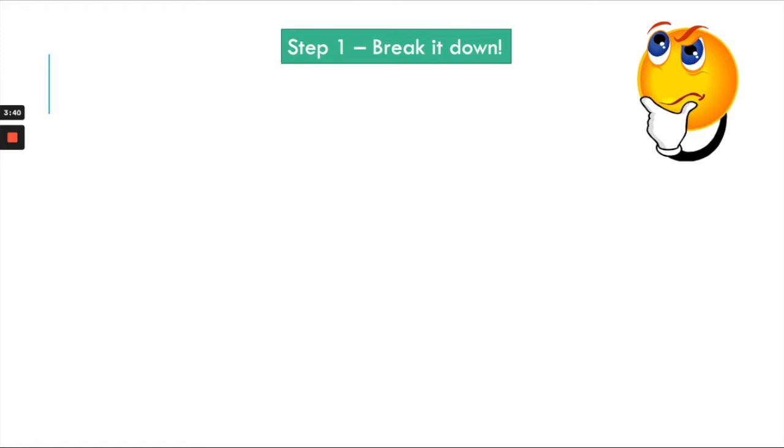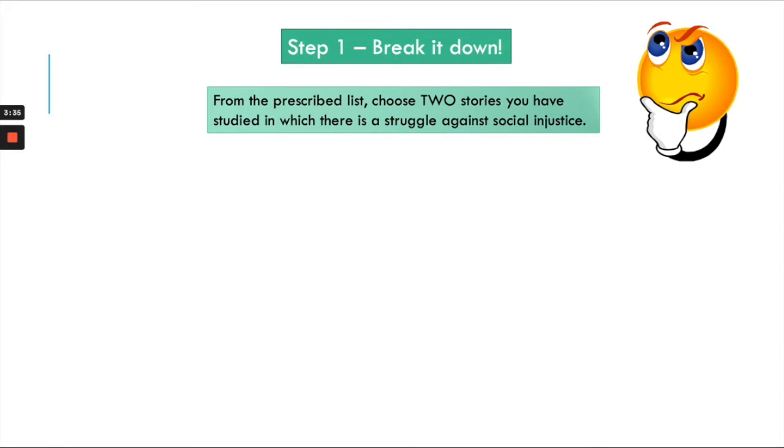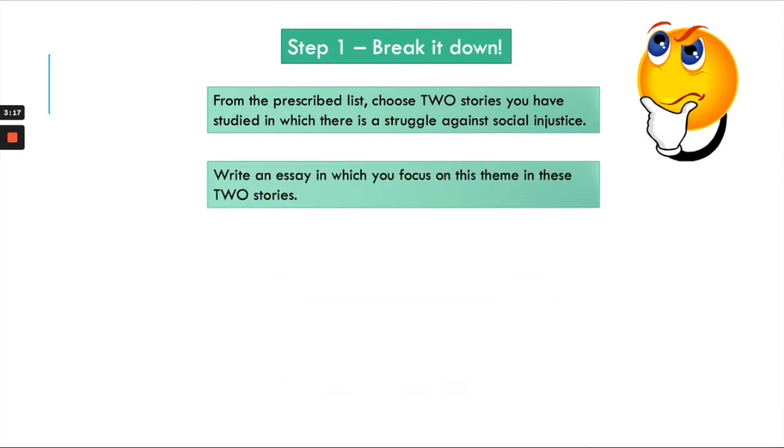So next, we must break it down. We must work on our organization. Firstly, do you understand what you're being asked to do? Read the first sentence carefully. It says, from the prescribed list, choose 2 stories you have studied in which there is a struggle against social injustice. Next, what do you have to do? You must focus on this theme in 2 stories. And unlike question 7, you have to choose those 2 stories yourself. So here you have a little more independence.